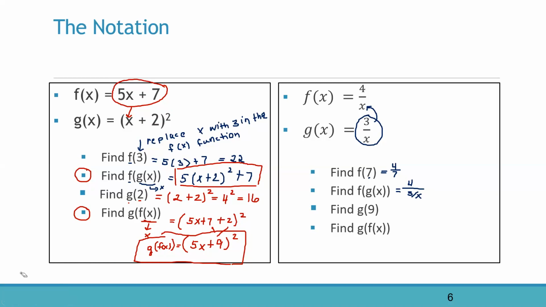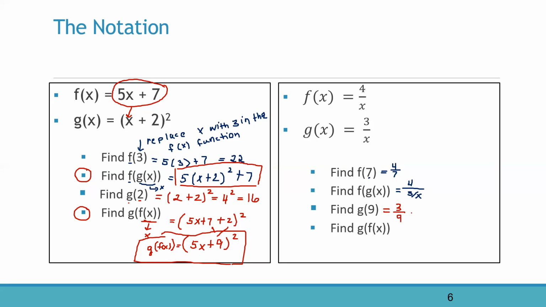So I'm going to erase a little bit here of my notation. Here we go. And change to a different pen. So first I'm asked to find g of 9. And since it is g, that means I'm going to put the 9 into the g function. So when I look at the g function, 3 is on the top of that fraction. I'm going to replace the x with a 9.